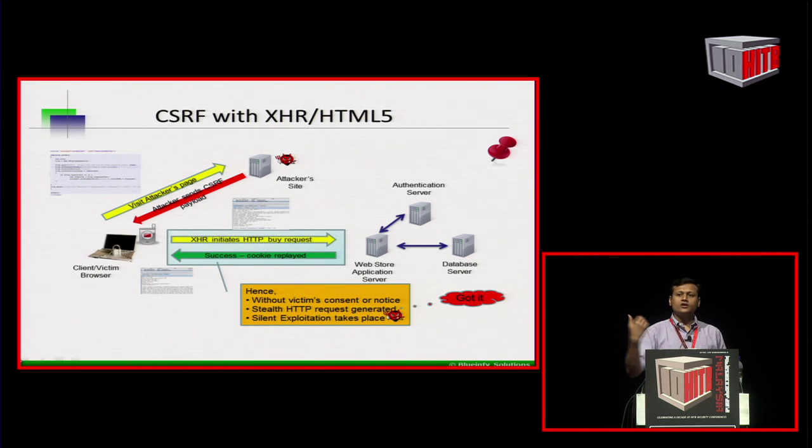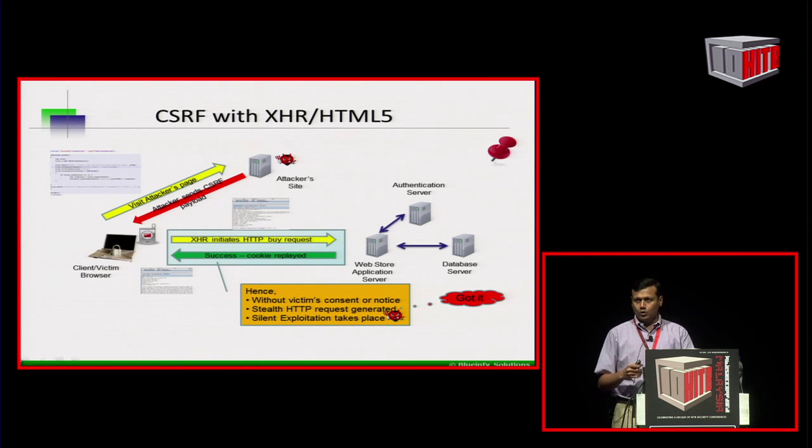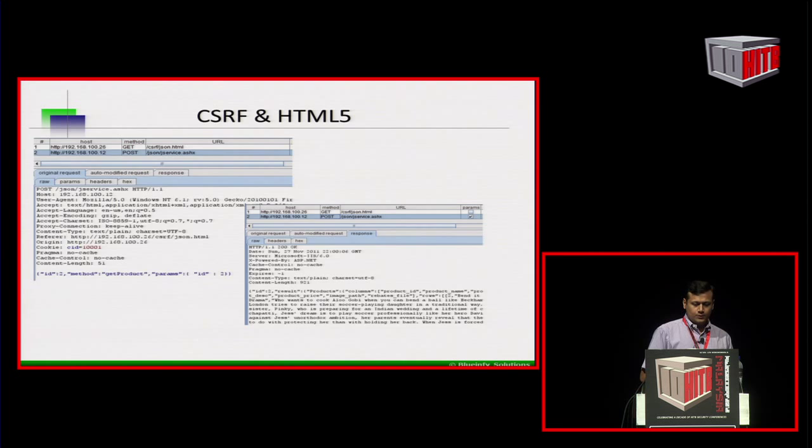And XHR is very stealthy because you won't be able to see anything anywhere in your browser. Because, say, for example, when you click an href, you can see where you're going and so on. This will not be the case with XHR. So this will go through.